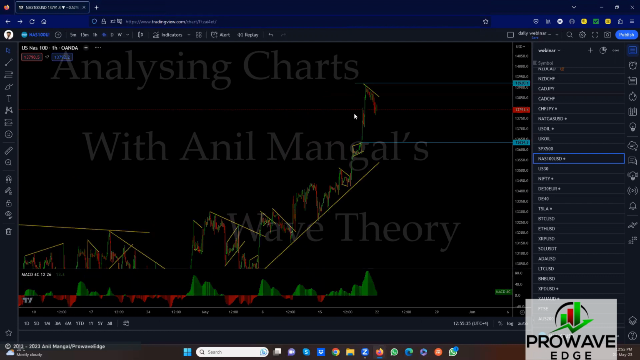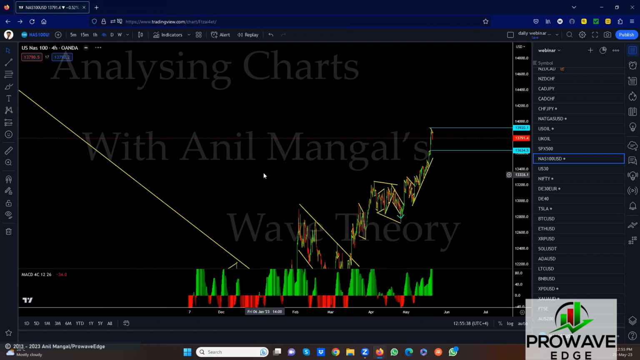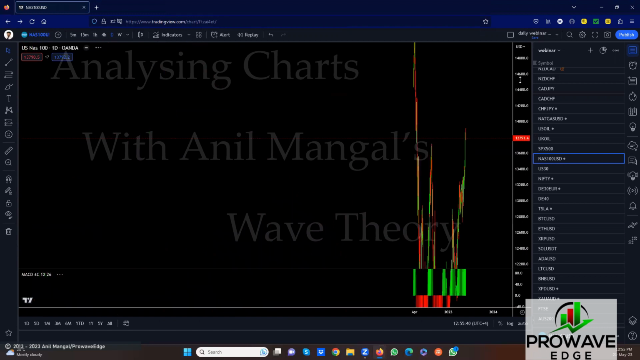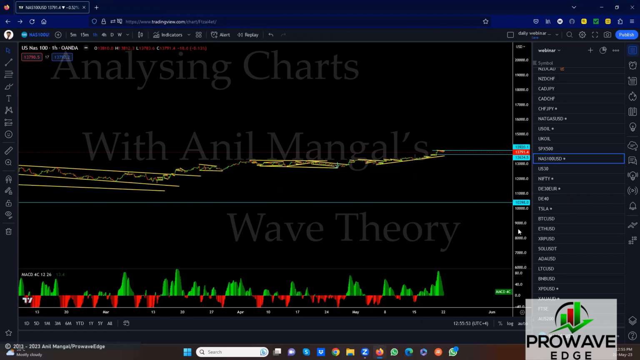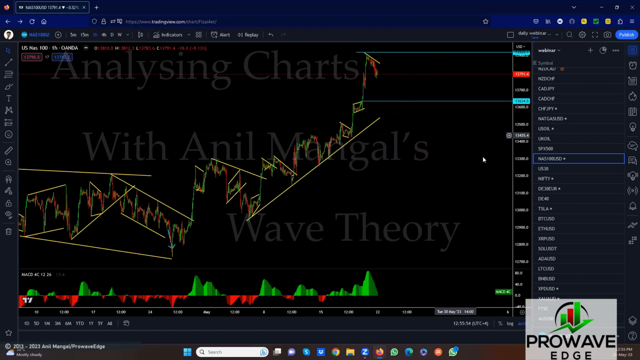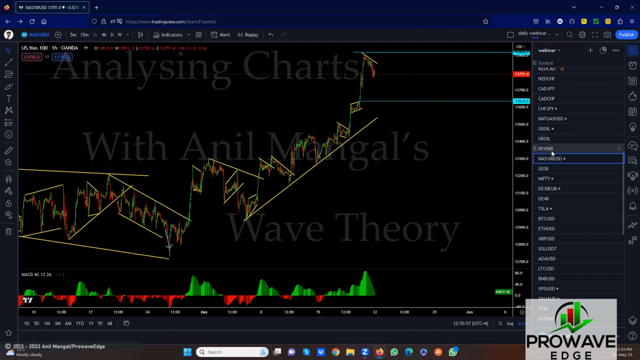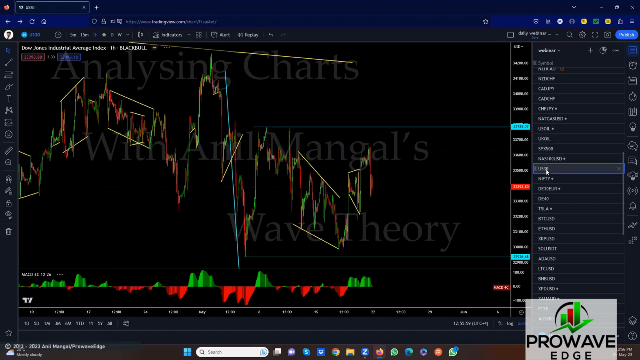NASDAQ has a different structure. We're literally breaking out of everything. See this? And that means the upside has more to go. Right? So this could continue to go more, even if S&P 500 comes down. So don't put the two as going the same direction. That's not necessarily so. There's a reason why we bought this and we didn't buy the S&P 500. We didn't buy the US 30.